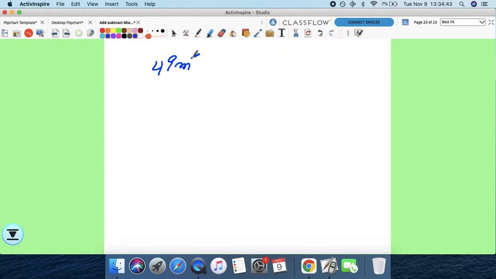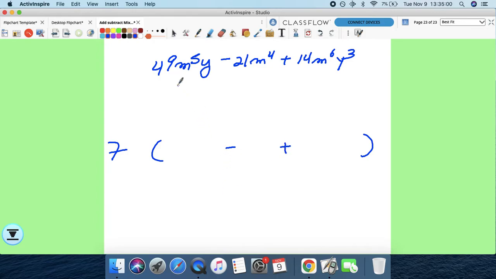49m^5y minus 21m^4 plus 14m^6y^3. I'll take the greatest common factor, so in this case it's going to be 7, and I can do this. So there are 5 m's, 1, 2, 3, 4, 5, then 4 m's, and then 6 m's, and 3 y's.